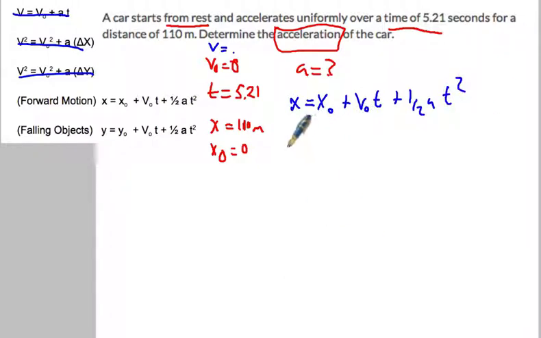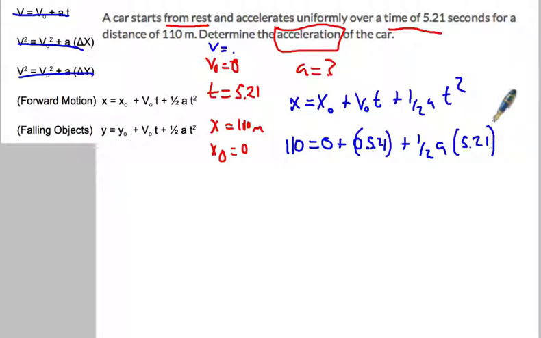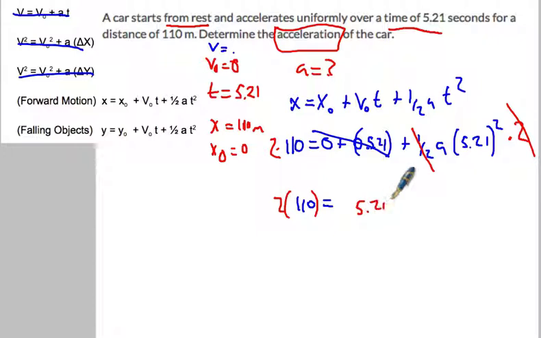All right, so we have 110 equals 0 plus 0 times 5.21 plus 1/2, we don't know, times 5.21 squared. 110 equals, that stuff's gone. And I'm going to times everything by 2. That's going to get rid of the half on this side of the equation. And I'll put 2 times 110 equals 5.21 squared times A.